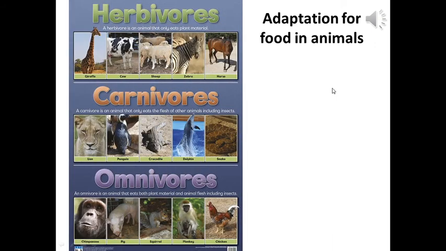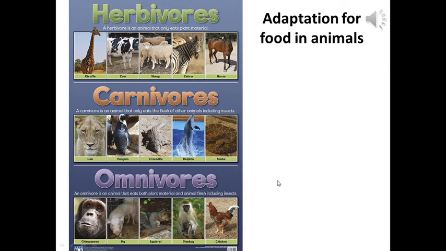Considering the adaptation for food in animals, animals are generally categorized as herbivores, carnivores, and also omnivores. Herbivores are those animals which eat plant material. Carnivores are those animals that eat the flesh of other animals, including insects, and omnivores are those animals which can eat both plant material as well as animal flesh, including insects.